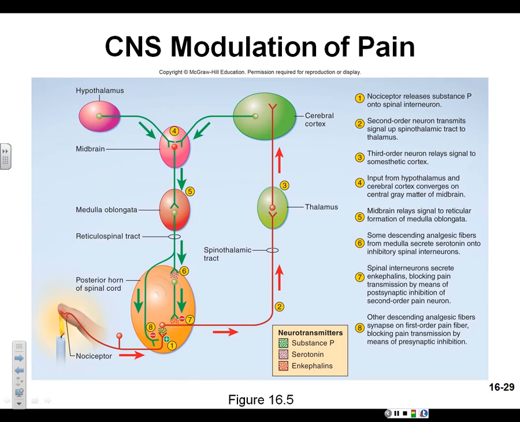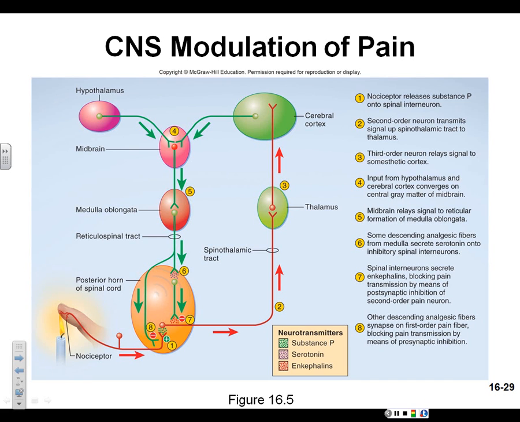All right, so again, if you look at figure 16.5, you see the nociceptors. Remember now, if they release substance P into the spinal interneurons, they will then have an impact on the second order neuron that is going to be traveling up the spinothalamic tract. There, remember now, the third order synapse is going to take place, and it has to go through the thalamus to get to the somatosensory cortex.